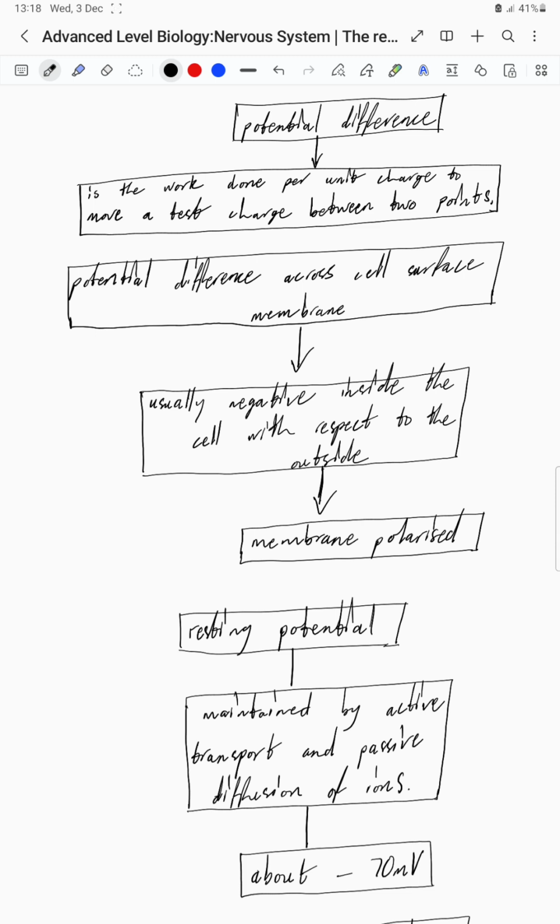We are doing advanced level biology, the nervous system, and we are looking at the resting potential. So, let us start. Before we look at the resting potential, we need to understand what is called potential difference.